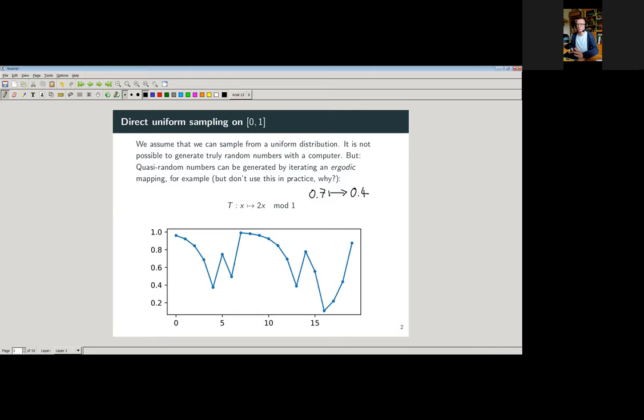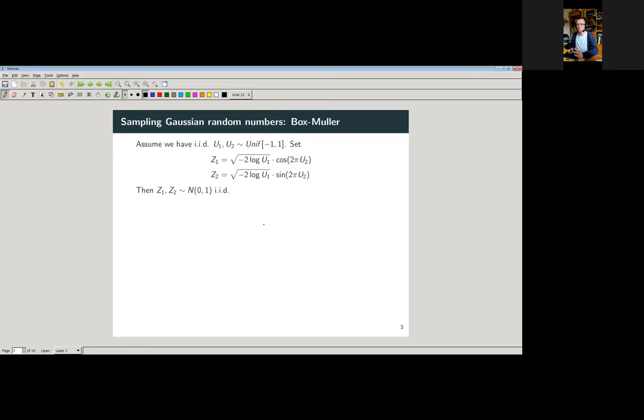Not with this mapping, because this removes all floating point digits in a very small number of steps, but there are more sophisticated ones. So uniform sampling is easy, and Gaussian sampling is also easy.